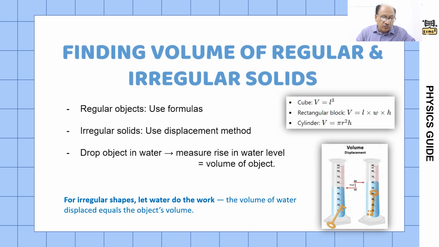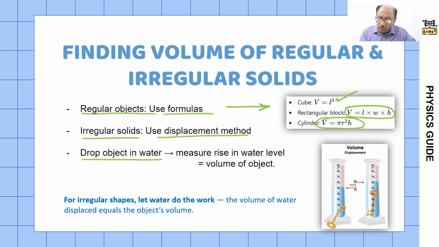Further, we can go through finding the volume of irregular and regular solids. For regular solids, we are using formulas: the volume of a cube is L cube, the volume of a rectangular block is length into width into height, and a cylinder is pi r square h. So for regular shapes, we are using mathematical formulas, and for irregular shapes, we are using the displacement method, and drop the object in water.